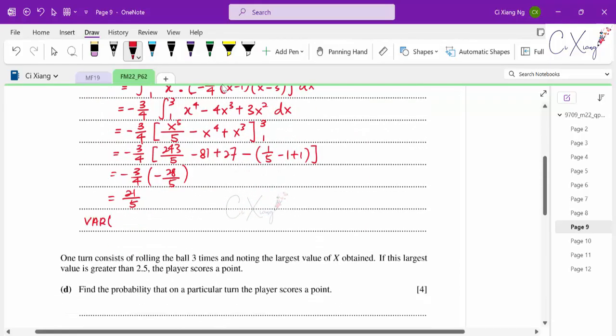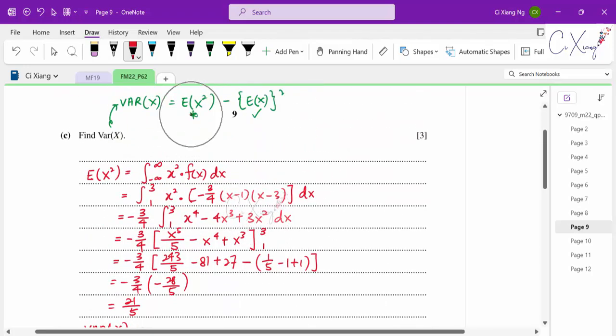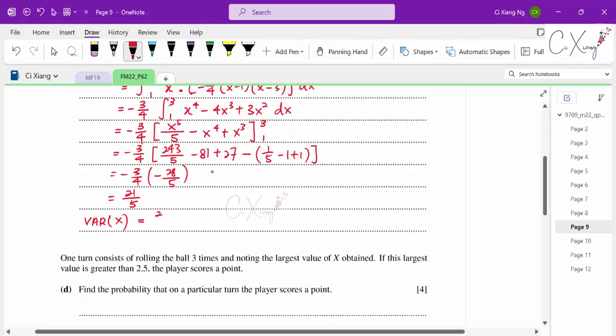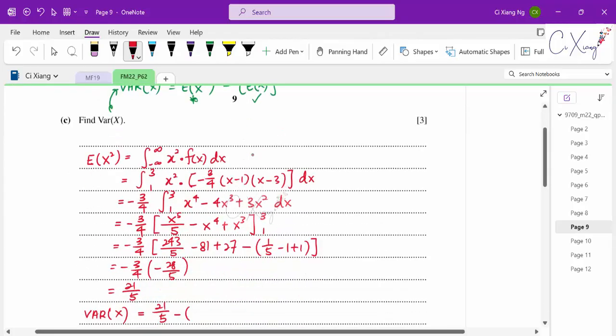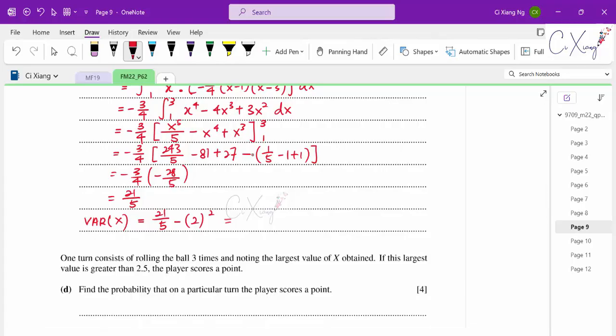To find the variance of x, it is E(x squared), which is 21 over 5, minus the mean square. The mean is 2, given in part A just now. So you take E(x squared) minus the mean square, and you should have 1 over 5 as the variance of x. Right, so let's proceed to part D.